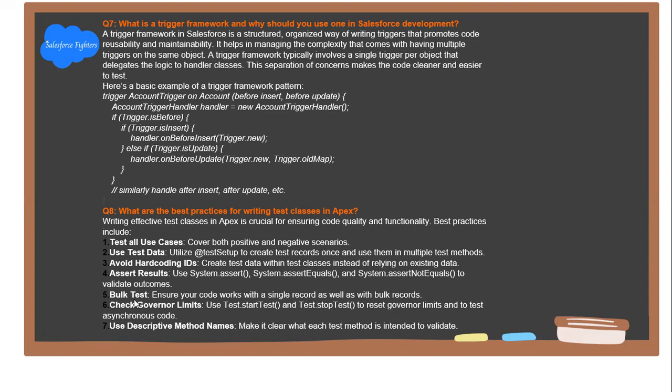Assert results: use System.assertEquals and System.assertNotEquals to validate outcomes. Bulk test: ensure your code works with single records as well as with bulk records. Check governor limits: use Test.startTest and Test.stopTest to reset the governor limits and to test asynchronous code.